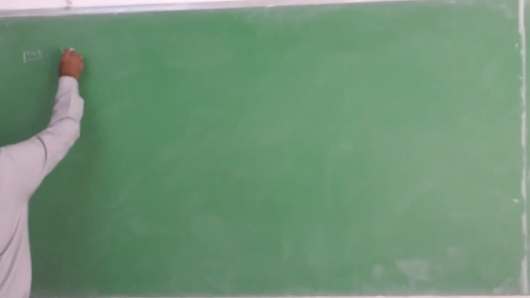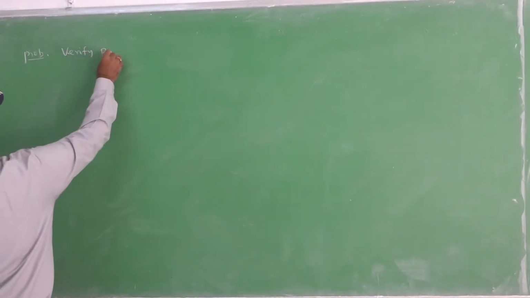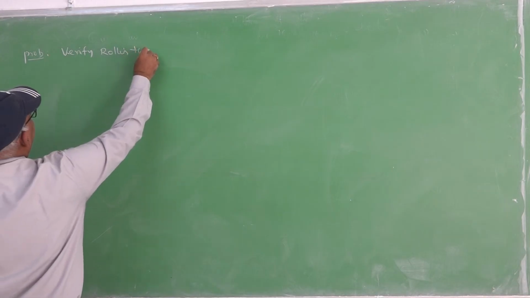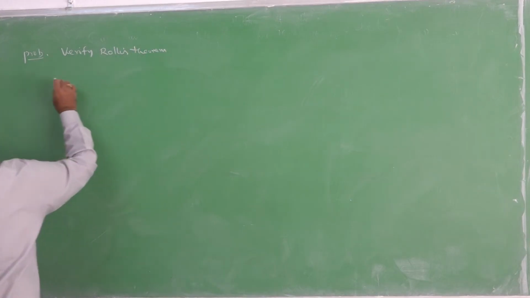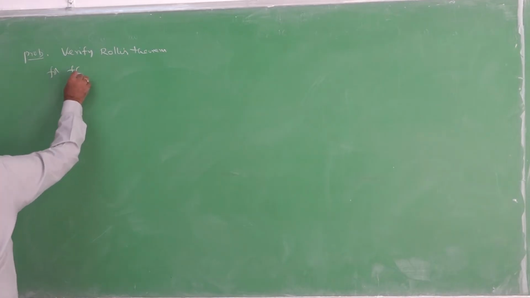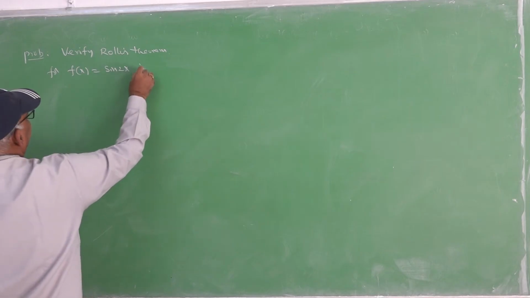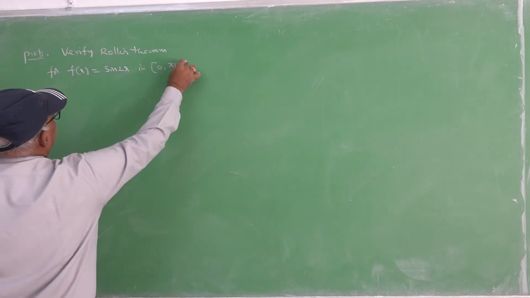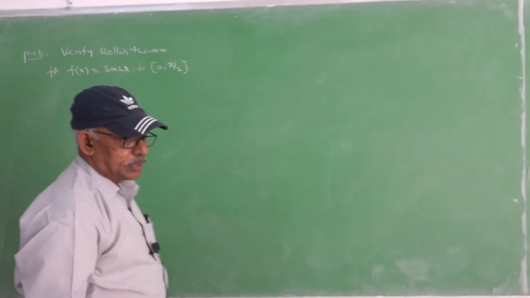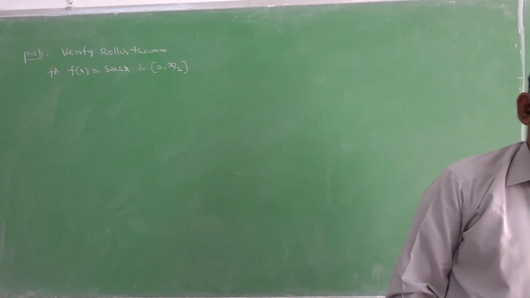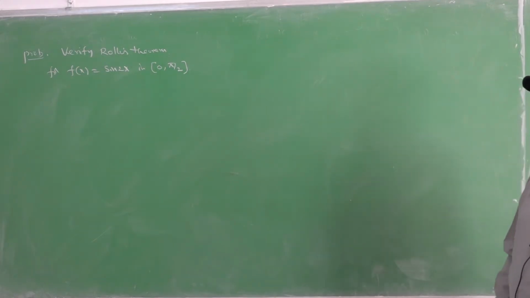I will explain through an example here. Let us take one simple problem. Verify Rolle's theorem for f(x) equal to sine 2x in the interval [0, pi/2]. Verify Rolle's theorem for the function f(x) equal to sine 2x in the interval [0, pi/2].